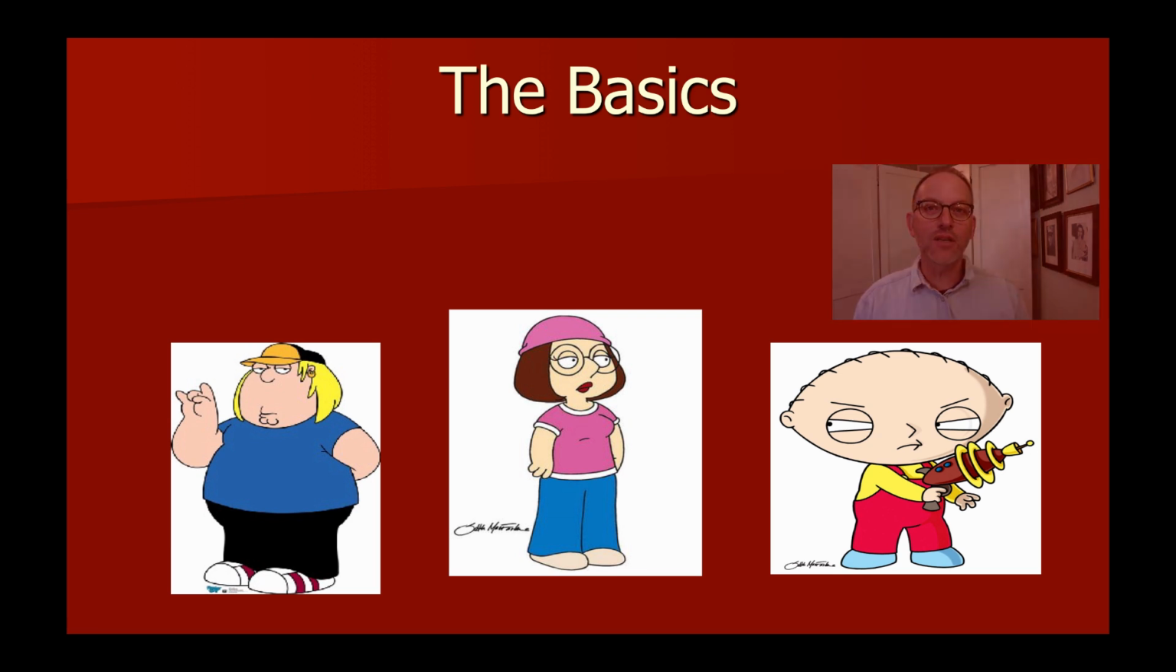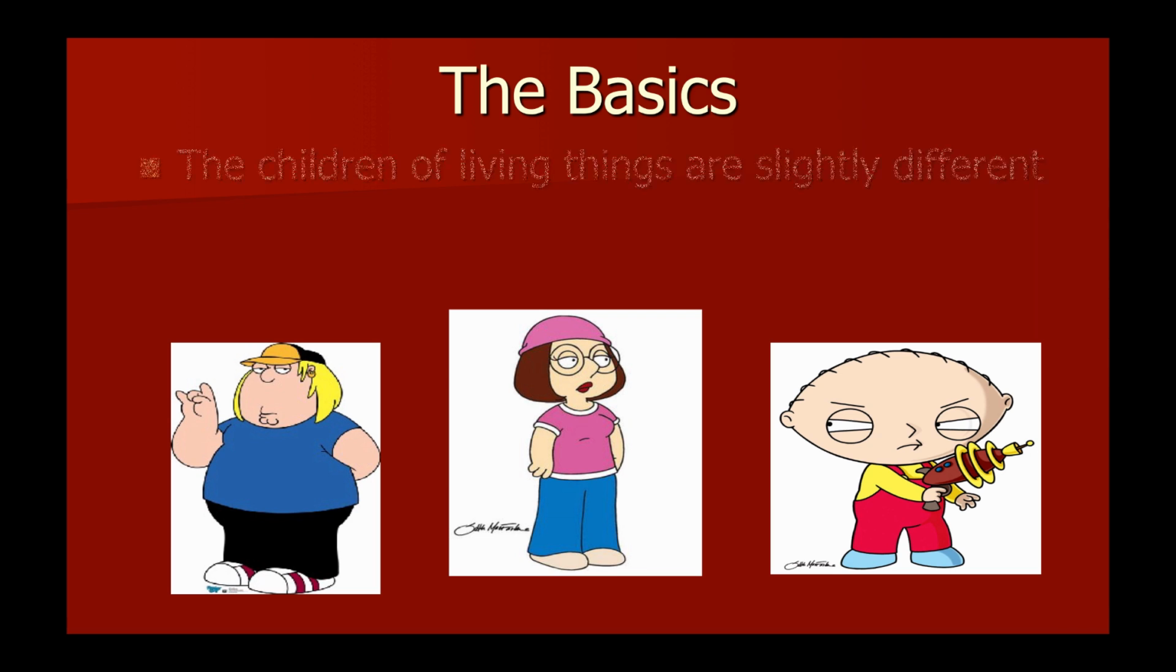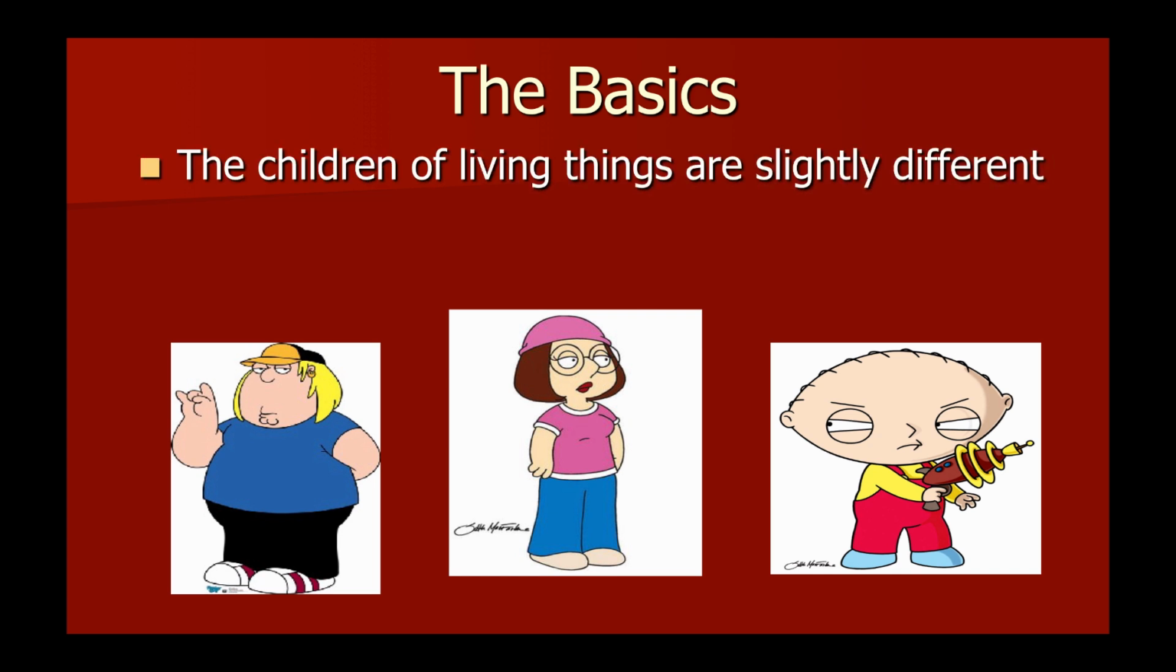All right, let's move on to the basics of the evolution theory. First of all, evolution says that the children of living things are slightly different. Think about your own family. If you have brothers and sisters, you have some things that are in common with them, the way you look, but not exactly. So consider this famous family here.